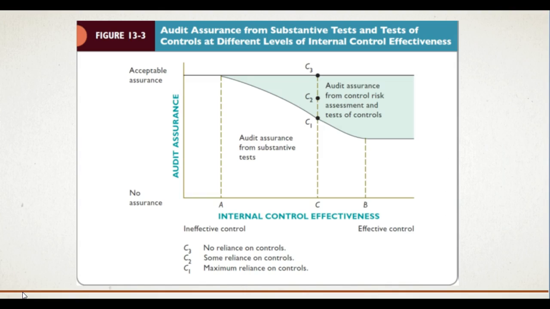Any point between the two, such as C2, represents situations where the auditor would provide an assurance obtained from tests of controls less than the maximum level of assurance represented by point C1. If C2 is selected, the audit assurance from tests of controls is C3 to C2, and from substantive tests is C to C2. The auditor will likely select C1, C2, or C3 based on the relative cost of tests of controls and substantive tests. You can find Figure 13-3 on page 417 of your textbook.